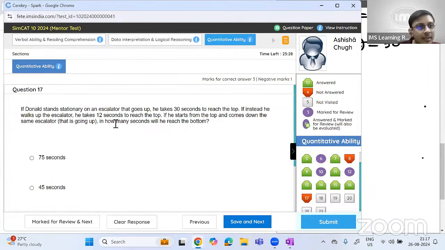Now next one. If Donald stands stationary on an escalator that goes up, it takes 30 seconds to reach the top. Instead, if he walks up, he takes 12 seconds.